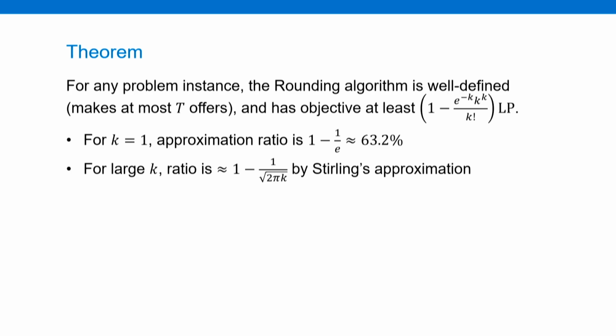Note that this is going to be an increasing ratio. It's 1 minus 1 over e, which is about 63% for k equals 1. For large k, it actually approaches 1. The main intuition for this is just if the number of positions is very large, the law of large numbers works in your favor, and you have very low stochasticity in how many people are going to accept the offers you make.